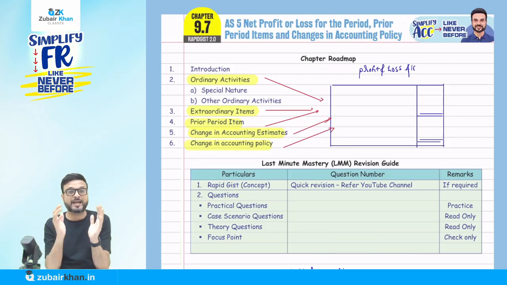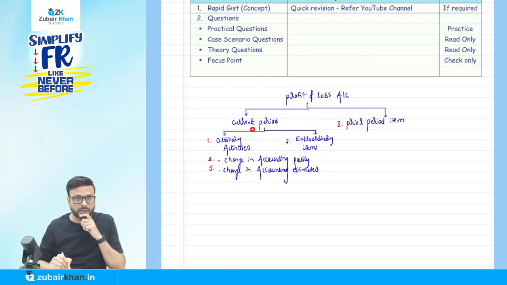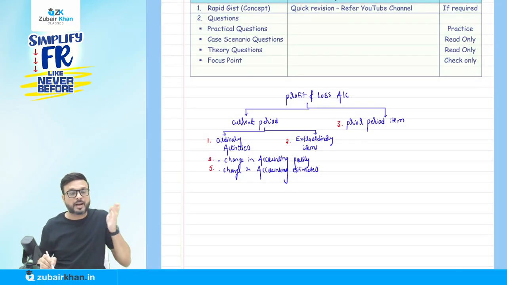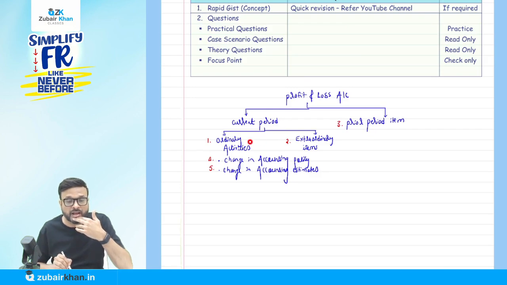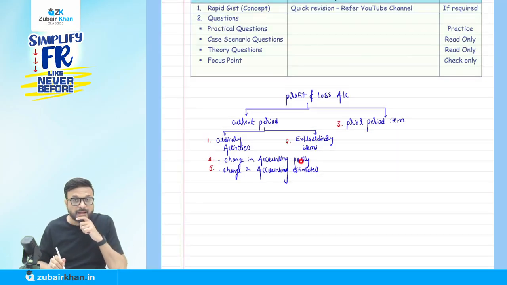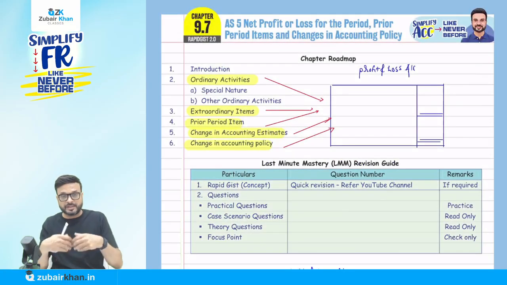Imagine the P&L account. In my P&L account, mostly current period items are going to come: this year's income and expense. Rarely it might happen that we have made certain errors in the past and are now rectifying them during the current year. We call them prior period items. In the current period, I might have ordinary activities, extraordinary items, or prior period items, meaning errors made in the past that we are now rectifying. Or there might be a change in accounting policy and a change in accounting estimate. So we are discussing how these items should be presented in the P&L account.